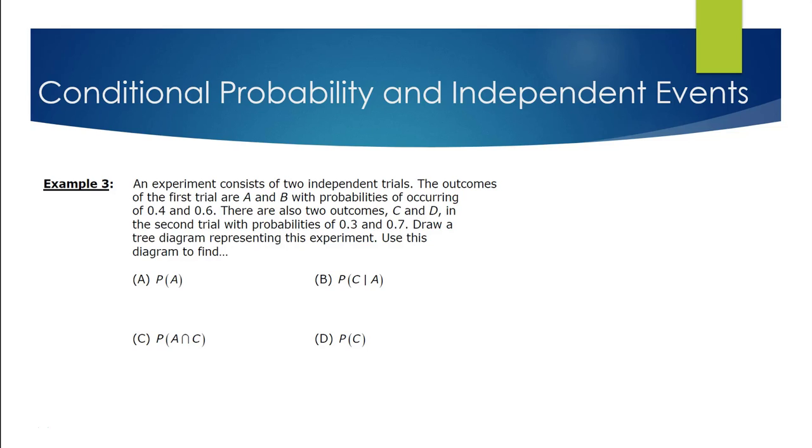So consider this. An experiment consists of two trials. In trial one, you could get two different circumstances. You can get A or B. That's it. And they tell you what the probabilities of each one of those occurring are. And there's two outcomes in the second trial. You can either get C or D.